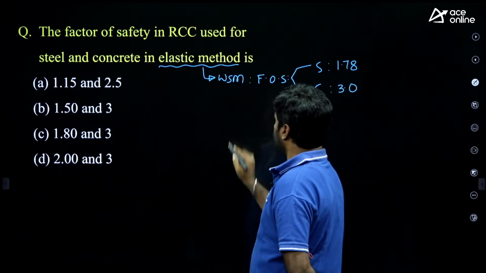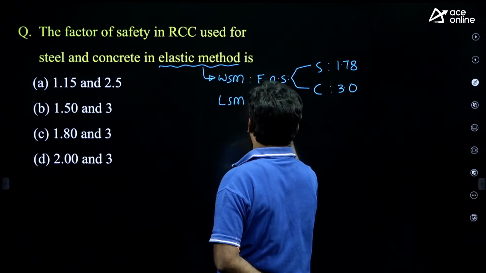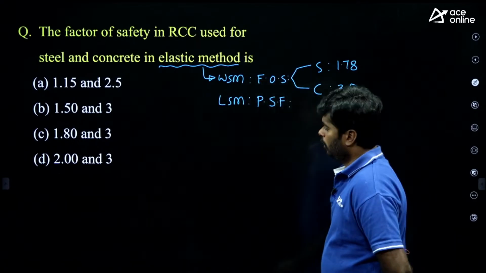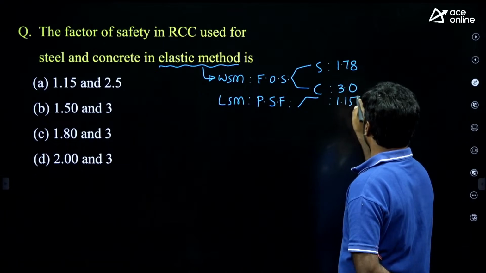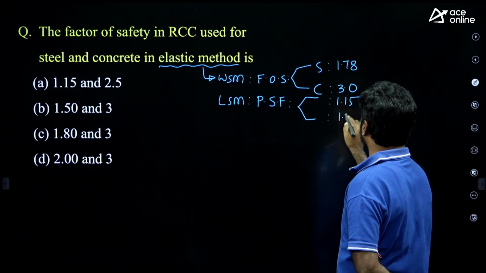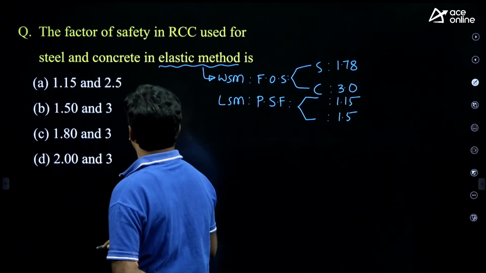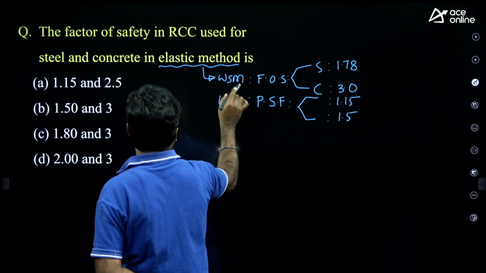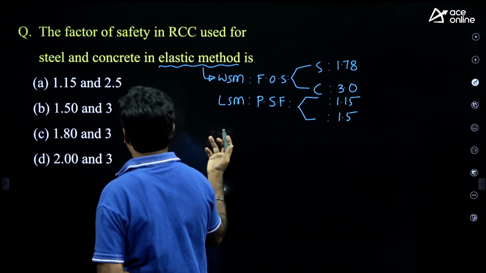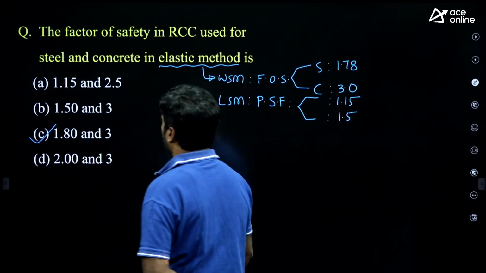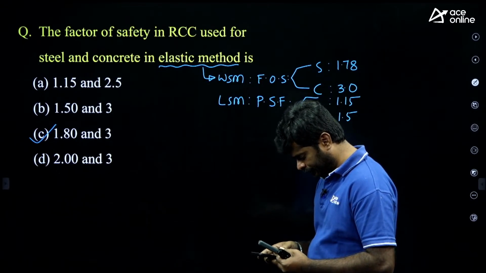Suppose if it is limit state method, we don't say factor of safety, we say partial safety factor. Partial safety factor for steel is 1.15 and for concrete it is 1.5. But here it is working stress method, elastic method, which refers to working stress method. 1.78 means nearly 1.8. So 1.8 and 3. Option C is correct. I hope you will also answer.